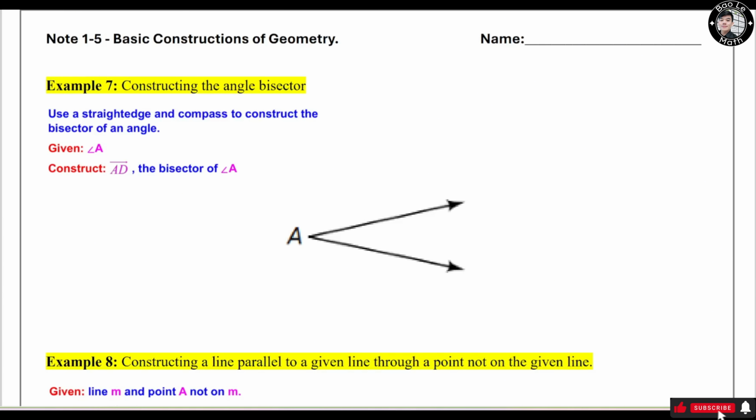Example number 7. Construct the angle bisector. So given the angle A, we need to construct the ray AD like this, such that ray AD splits the angle A into two halves right here, right? I call the angle A1, angle A2. So I have the angle A1 congruent to the angle A2, right? In other words, AD is the angle bisector of angle A.